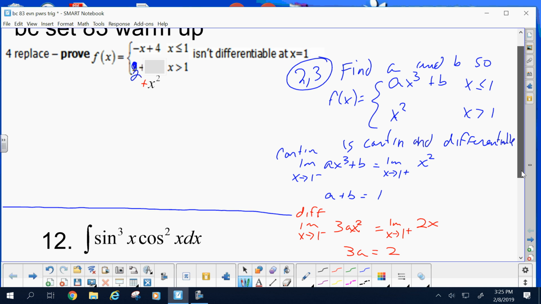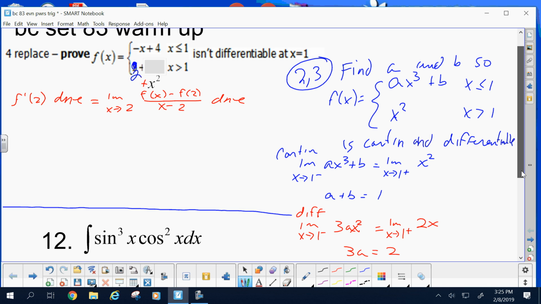So you are supposed to show that f prime at 1 does not exist, which means show that the limit as x goes to 1 of f of x minus f of 1 over x minus 1 does not exist. That's the alternate definition of the derivative. If the derivative doesn't exist, it must be because the definition of the derivative is breaking down.